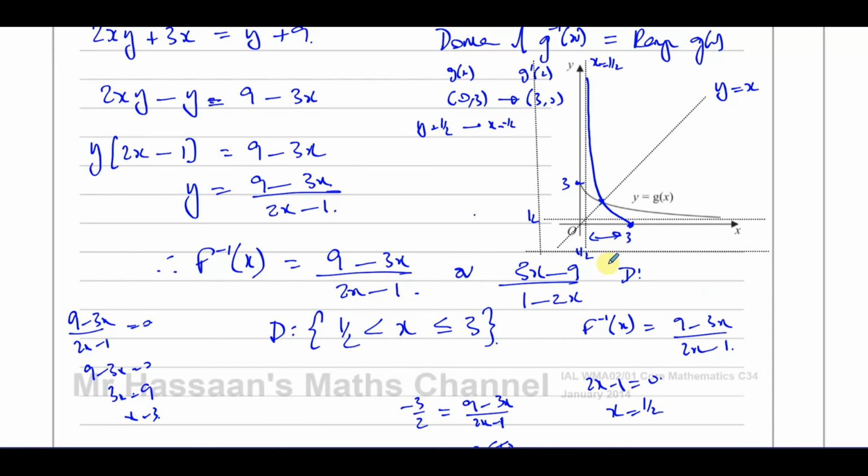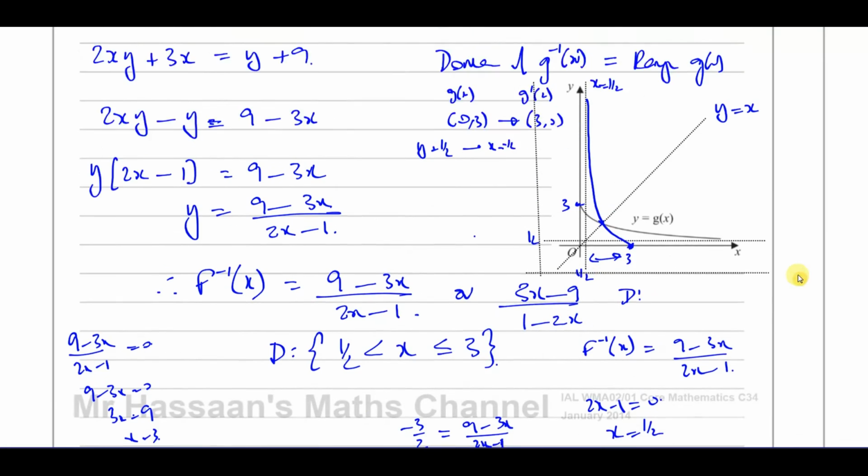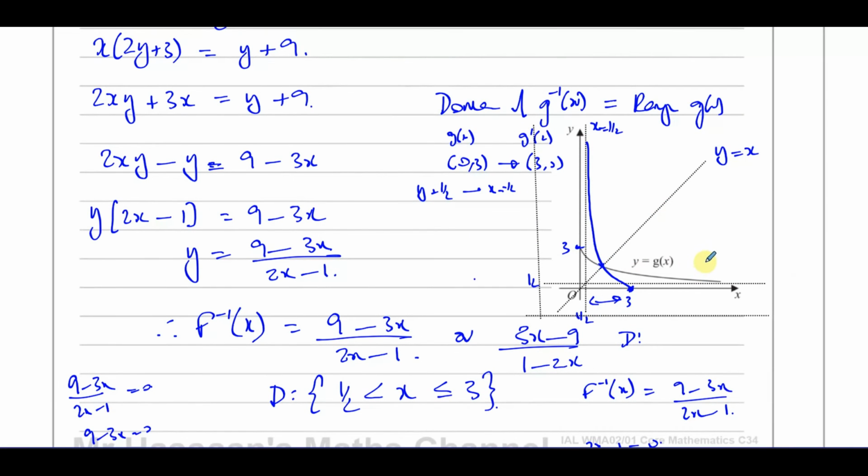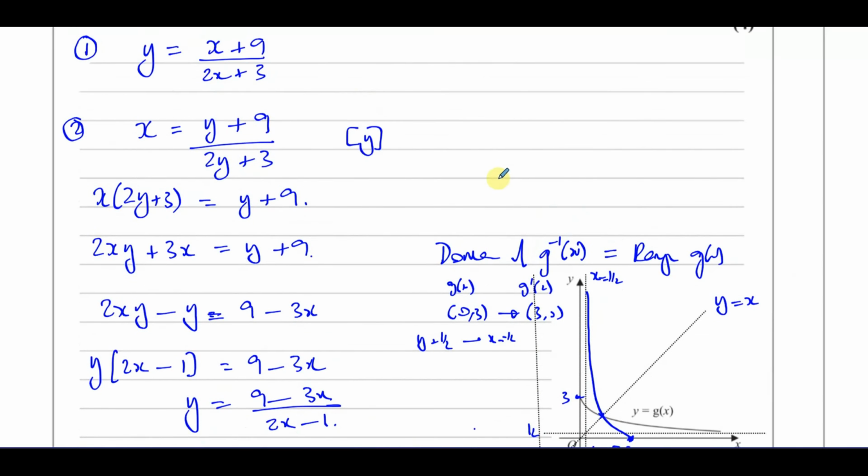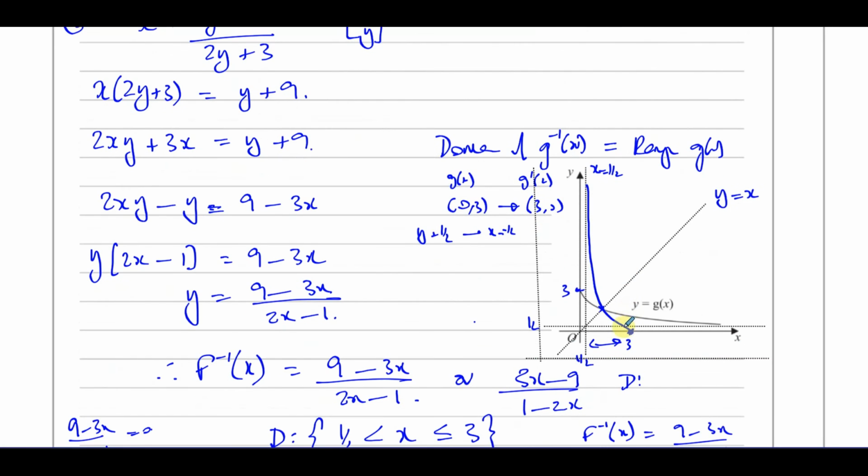For example, if the question said find the point where the inverse and the original intersect, then because they both intersect at y equals x, we could take any one of the two. I could take the original equation here and equate it to x. I could say (x plus 9) over (2x plus 3) equals x, and it will give me the place where they intersect. Now, this is not part of the question. This is going to give me a quadratic. Now, why would it give me a quadratic?